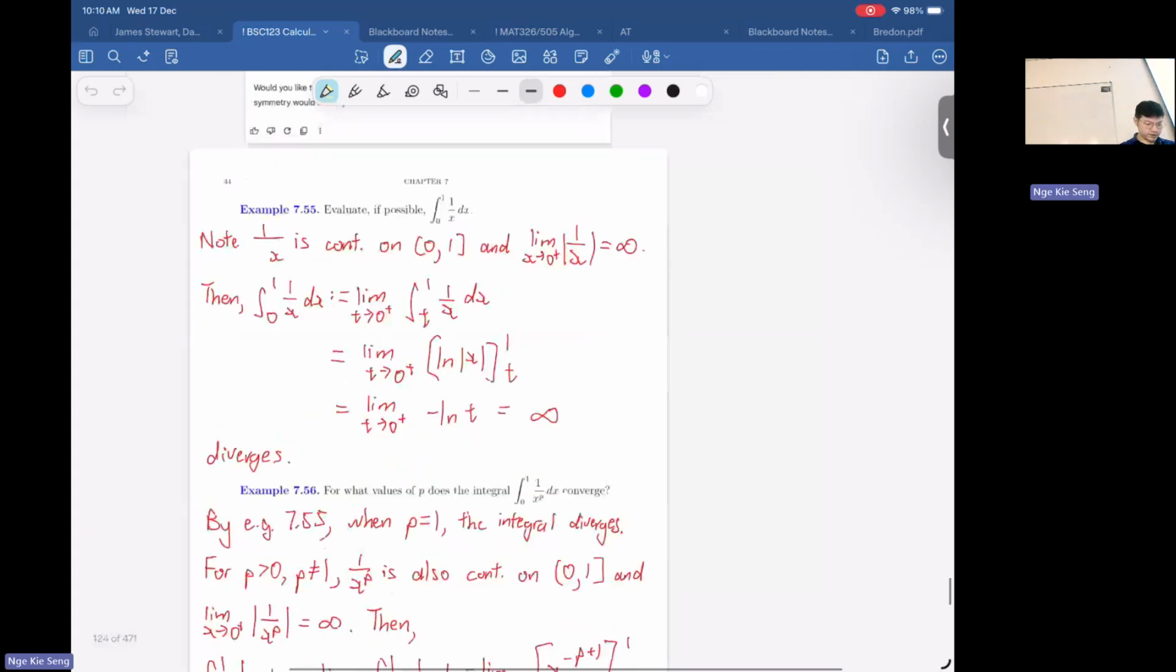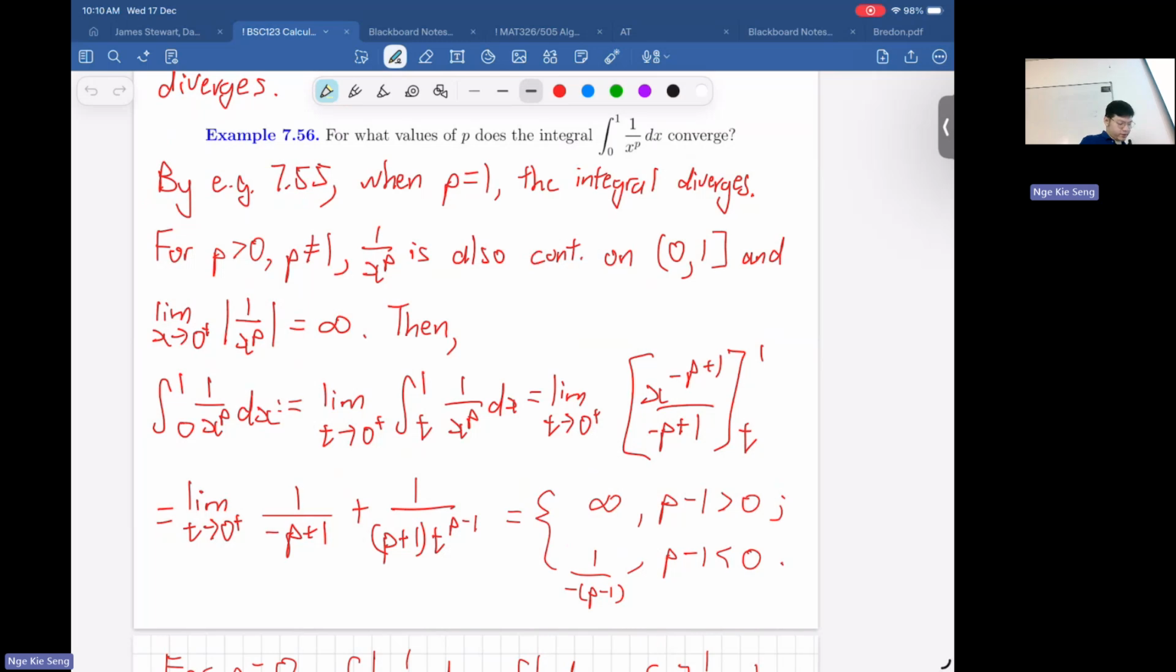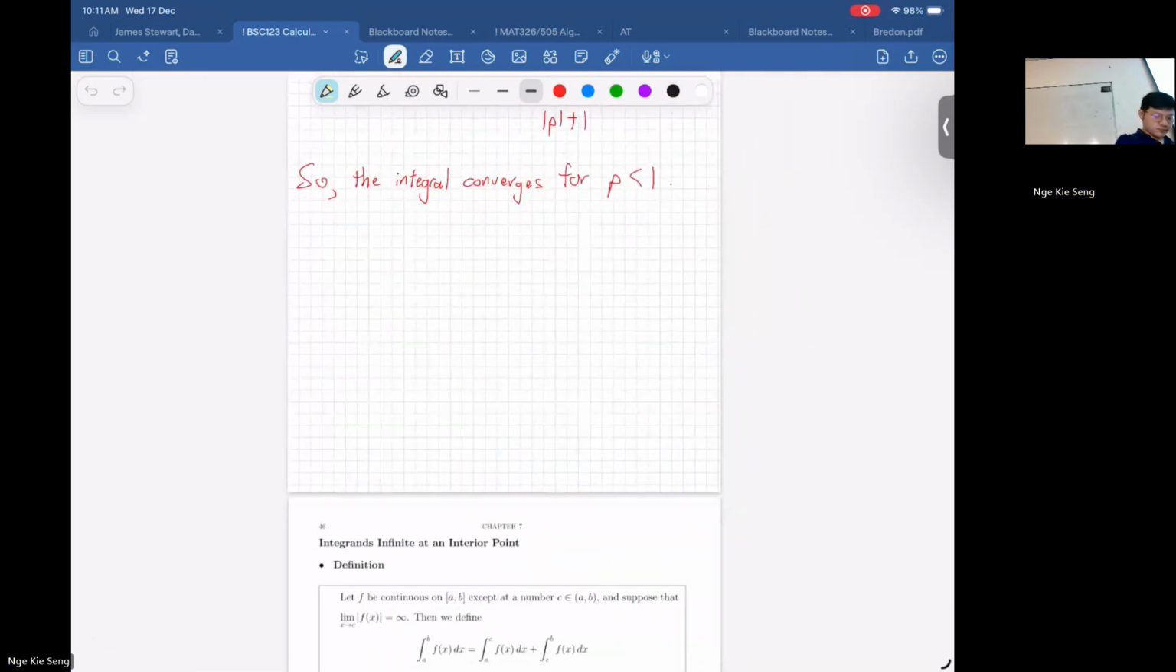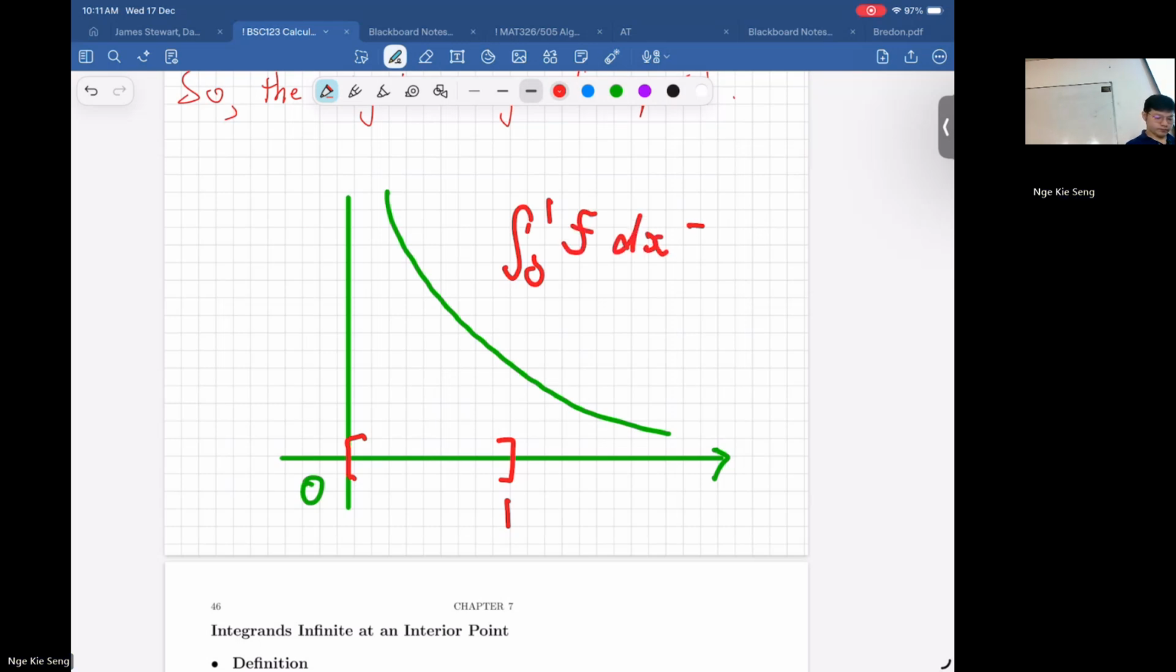Another problem is that we try to determine the integral of 1 over x to the p here. When is it converging? Let me draw a picture. This kind of integral concerns a function that goes to infinity at 0, but we still want to integrate from 0 to 1. As x goes to 0, f will shoot up either to negative infinity or to infinity. So we put a modulus there.